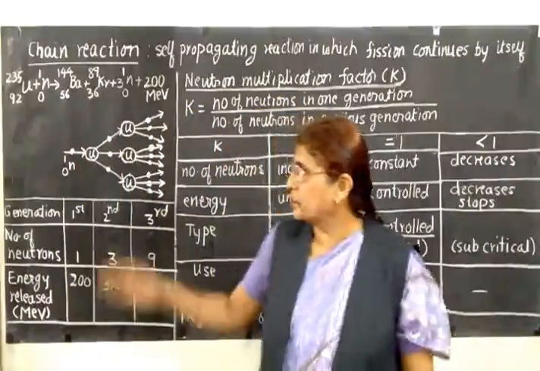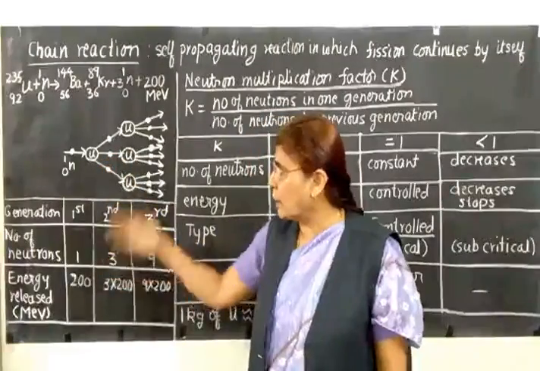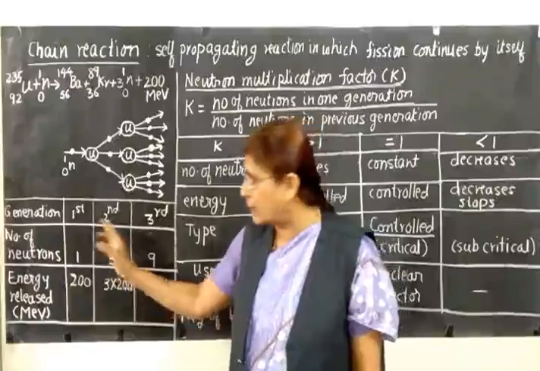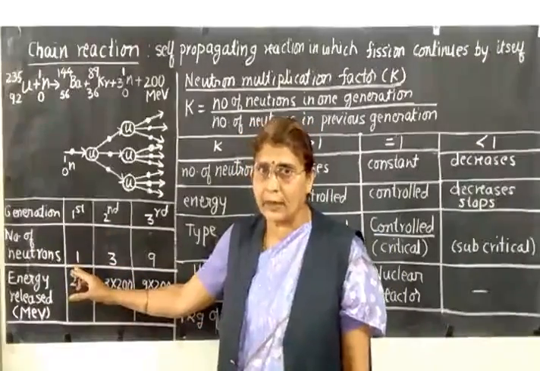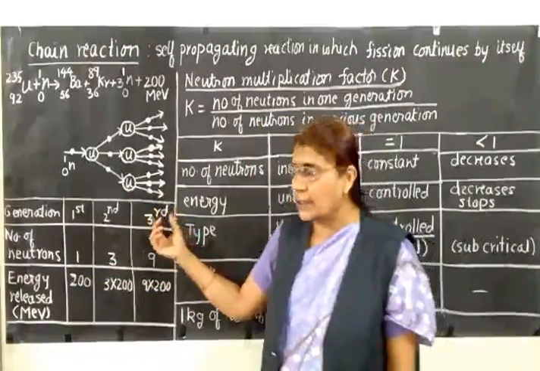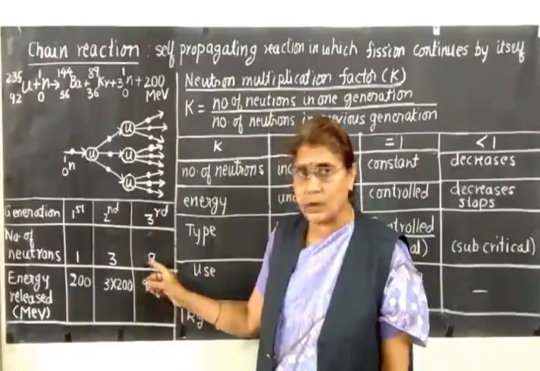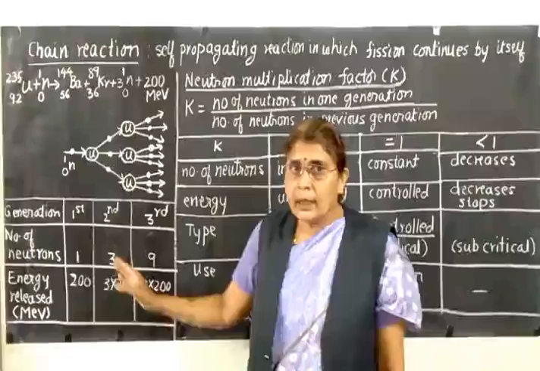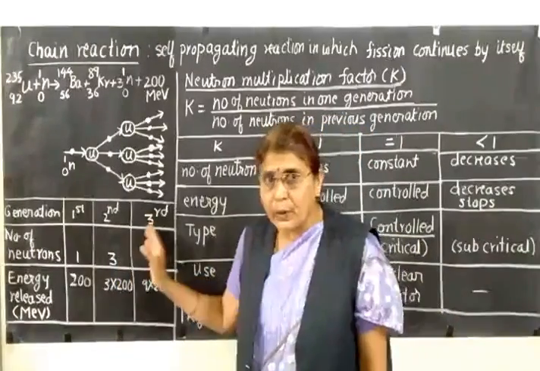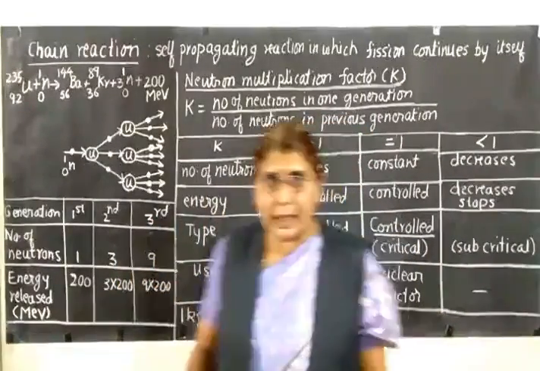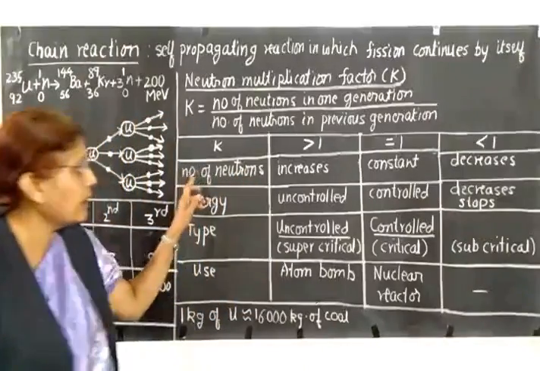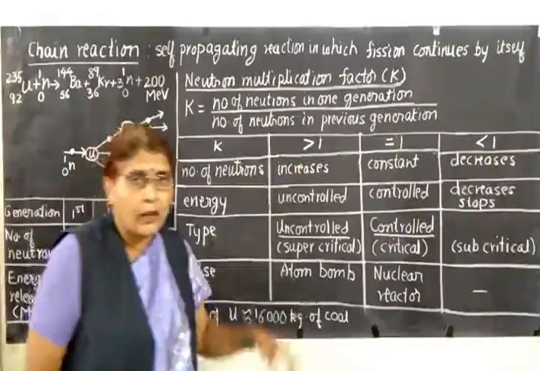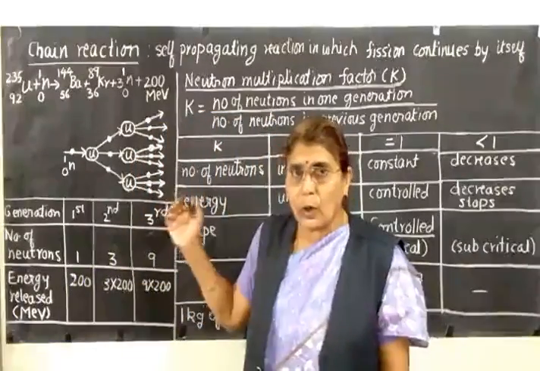So that is what is shown here. Suppose you take any one generation, second generation, there are 3 neutrons. It is greater than the previous one, that is 1. Suppose you take number of neutrons in the third generation, there are 9 neutrons. So this is greater than that in the second generation. So here the number of neutrons goes on increasing rapidly. So second point I have written here, number of neutrons increases rapidly. So if the number of neutrons increases, the fission also increases.